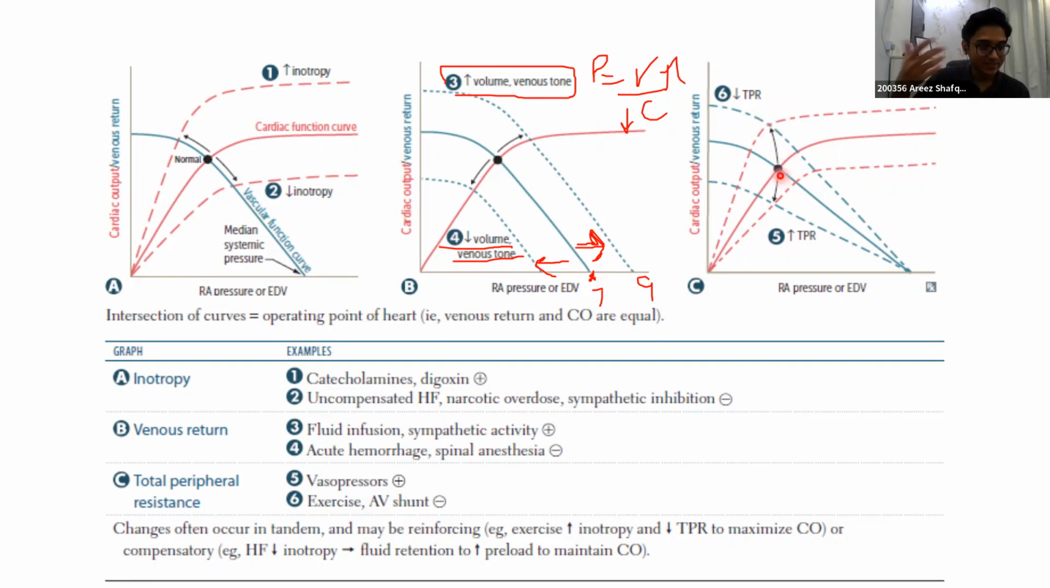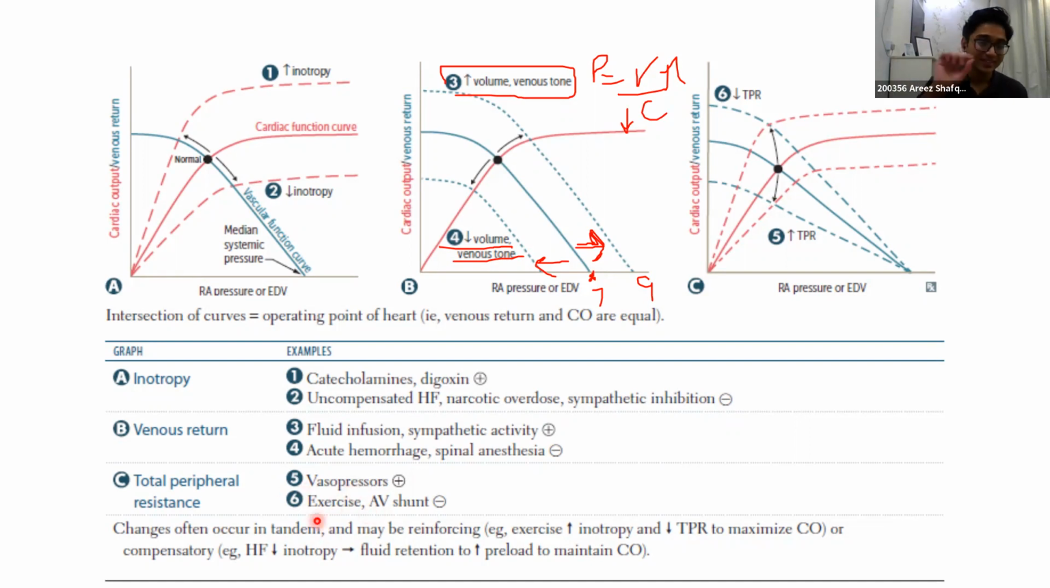If I increased afterload by vasoconstriction, I will decrease the cardiac function. I will shift the cardiac function curve down because of the increased afterload. Also, I will decrease the slope of the venous return curve. So total peripheral resistance can be increased by vasopressors. Vasopressors act on alpha-1 receptors, which cause contraction of arterioles. If you stimulate them with vasopressors, you cause constriction.